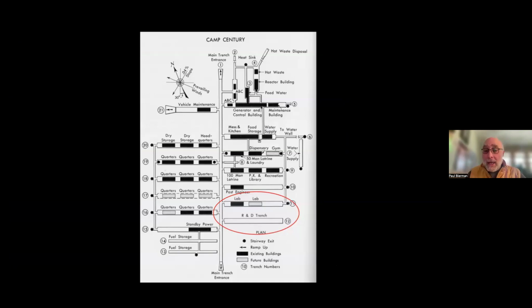This is a map of the camp. The length here is about 1,000 feet up what they called Main Street, but we're going to focus here. This is the research and development trench. This is where the drilling happened. Of course, there were gyms and quarters and storage. There was also a nuclear power plant that powered this.